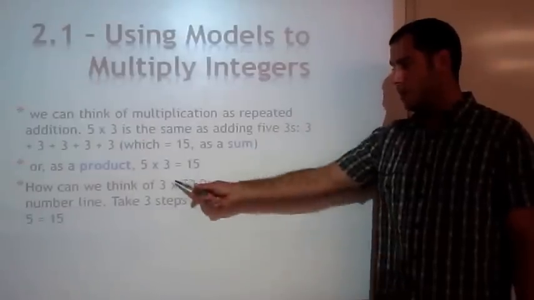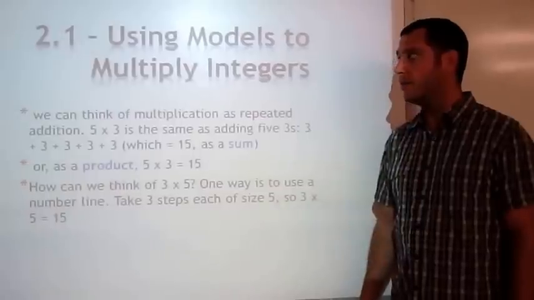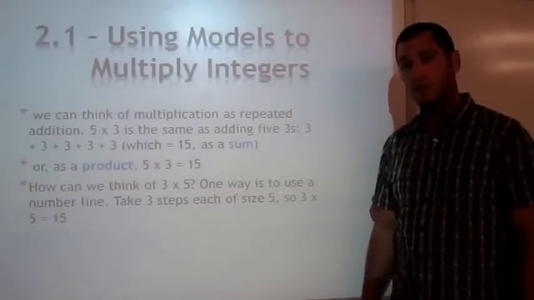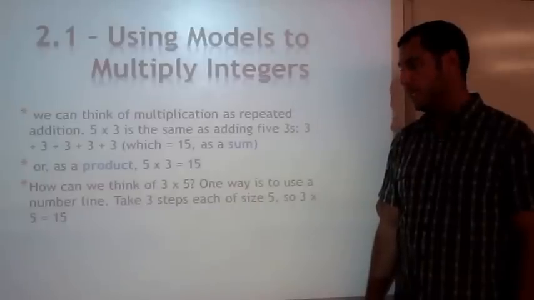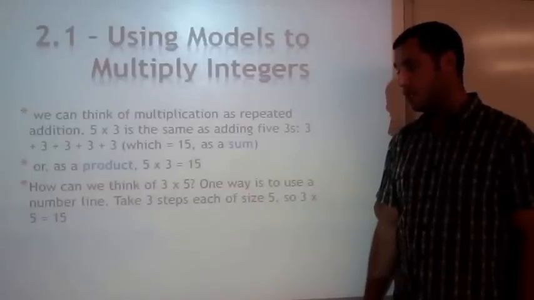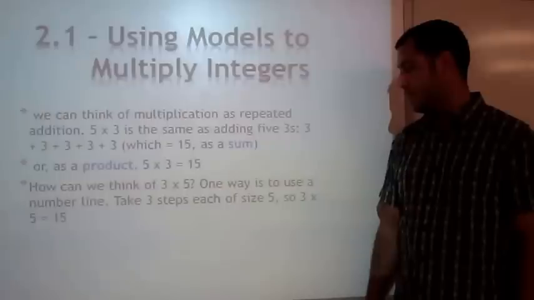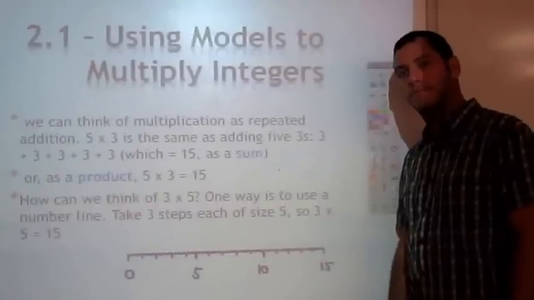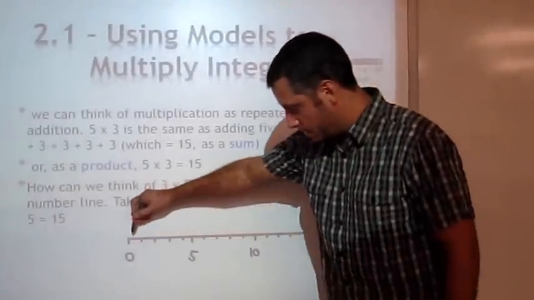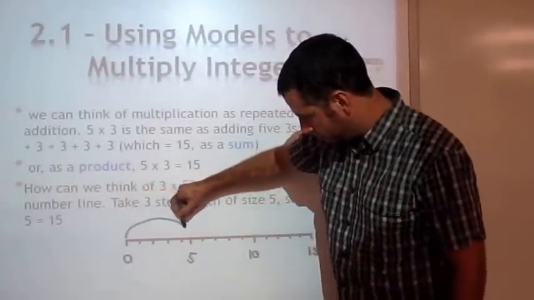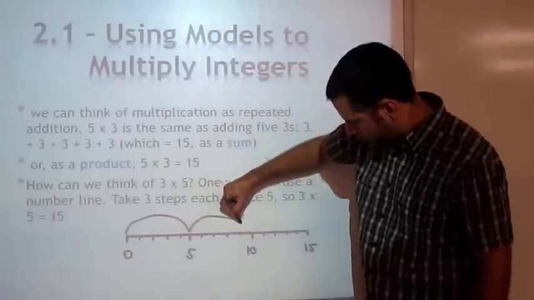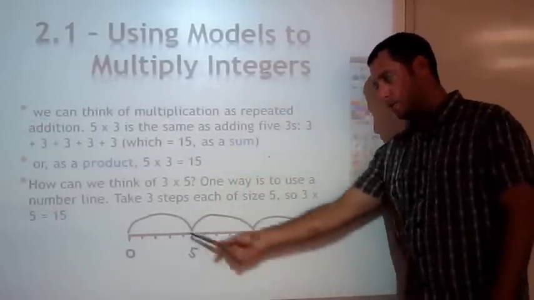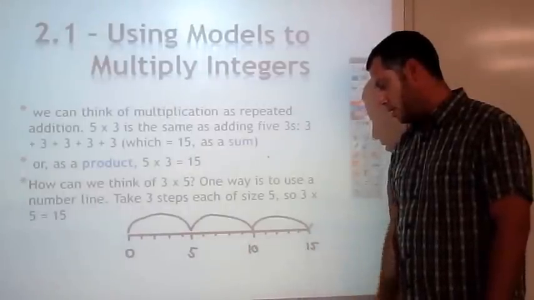How can we think of this problem, 3 times 5, using models? One way is to use a number line. Take 3 steps, each of size 5. So 3 times 5 is equal to 15. That would look like this. 3 steps of 5 brings us to 15.